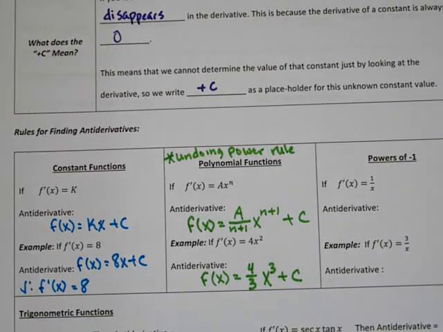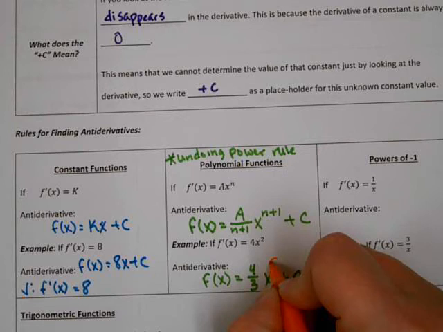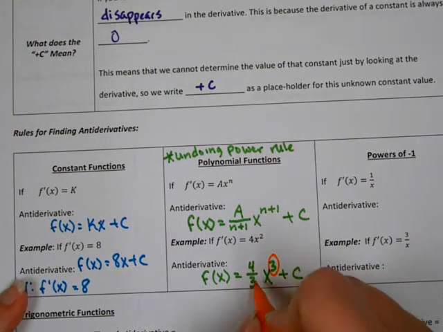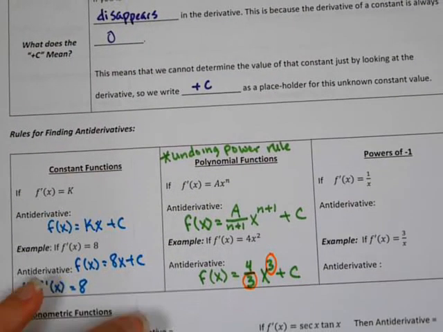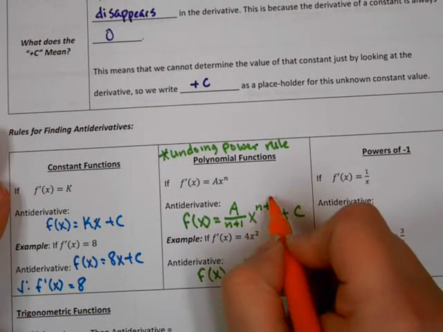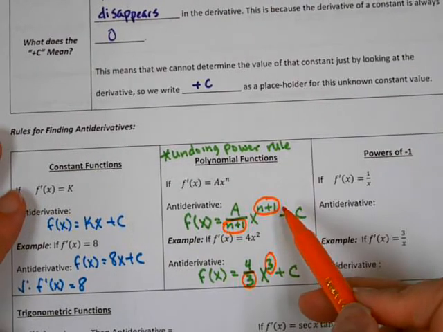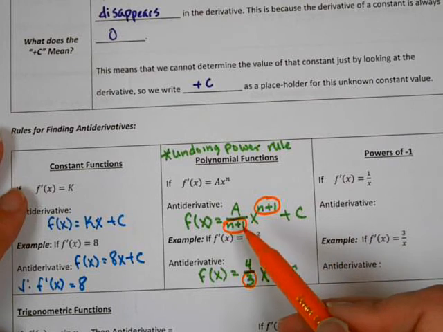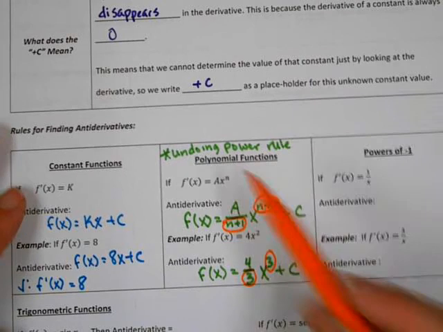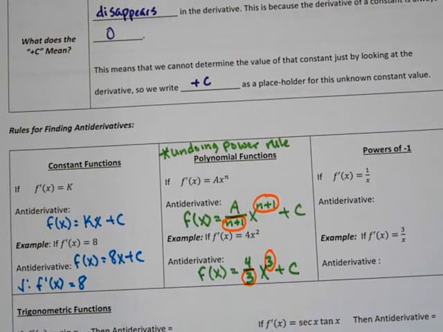So let's take a little bit of a closer look at that. My new exponent here was a 3, and I needed to divide by that same number. All right, so that's this n plus 1. That's my new exponent, and I need to divide by my new exponent because I'm undoing the power rule. All right, again, you can take the derivative and check it.